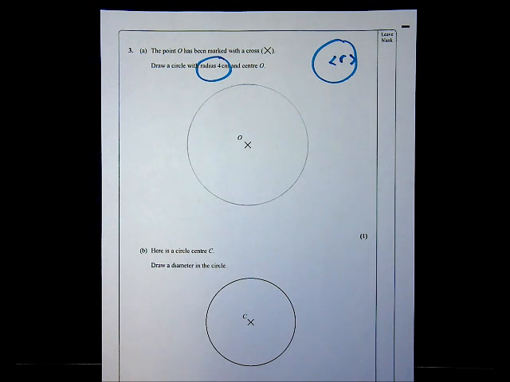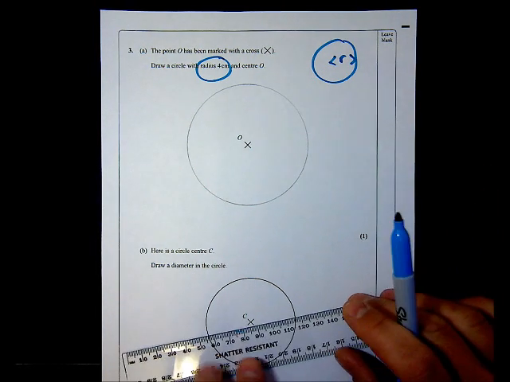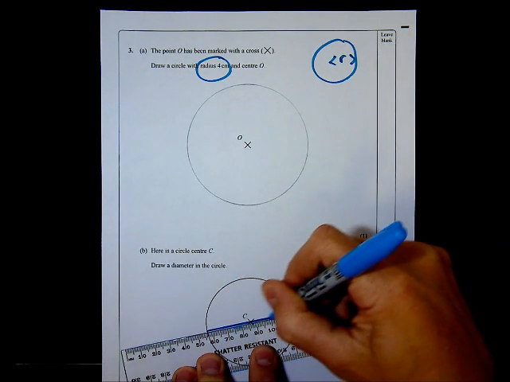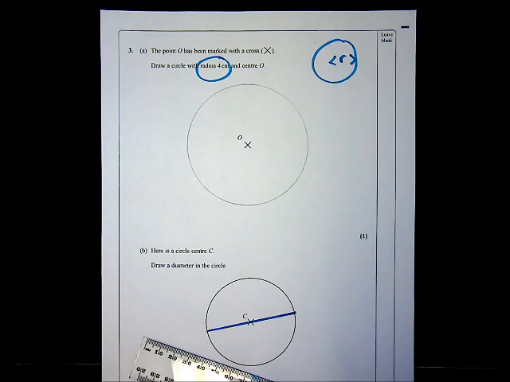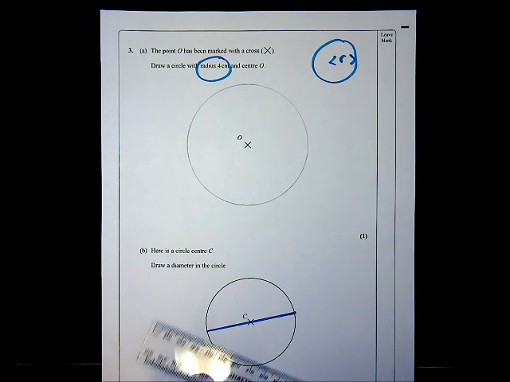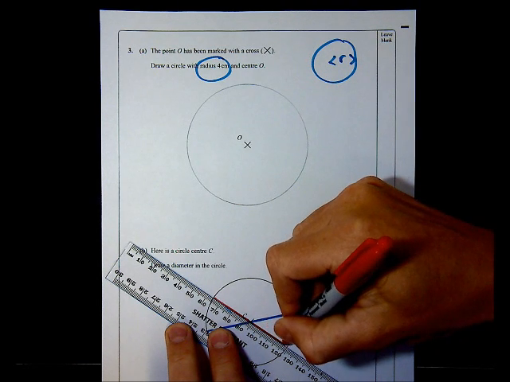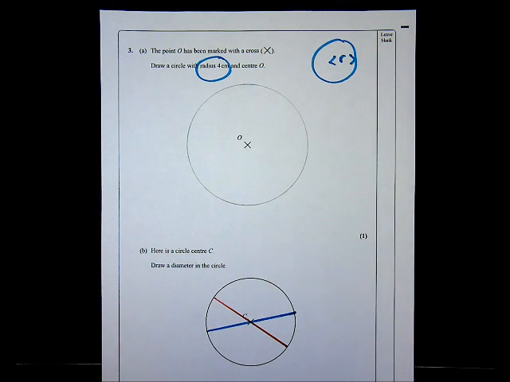On part B, I'm shown a circle and I'm asked to draw a diameter on the circle. I know a diameter is a line from one side of the circle to the other side, but it does have to go through the centre. You can draw any angle, it doesn't matter. That would be a diameter. I could also draw a line from this side through the circle and its centre like that. Either of those lines would suffice as a diameter.